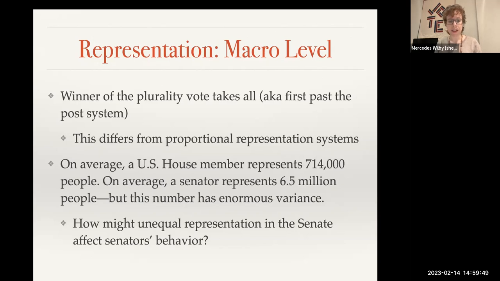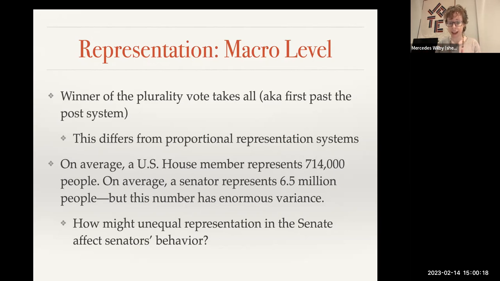Now, on average, a House member represents 714,000 people. A senator represents 6.5 million people. But House districts are relatively equal sized, population-wise. So most House districts will be about 714,000 people. Because of how state populations work, sometimes it doesn't work out exactly right.